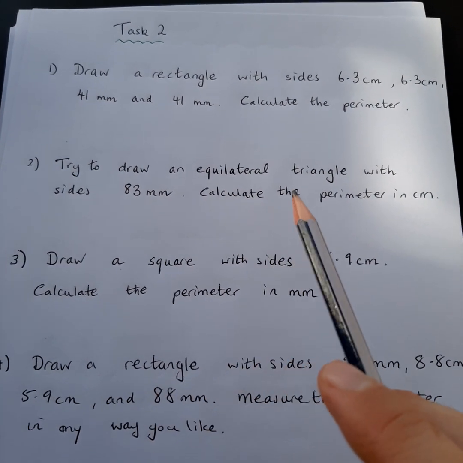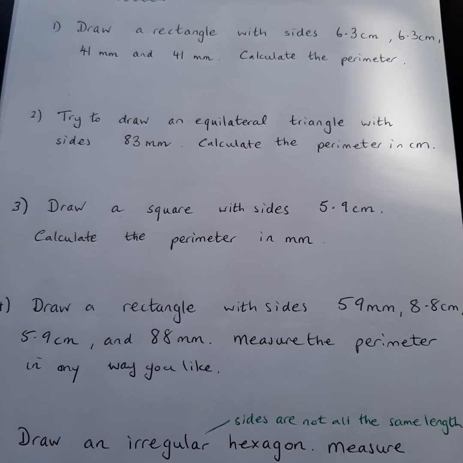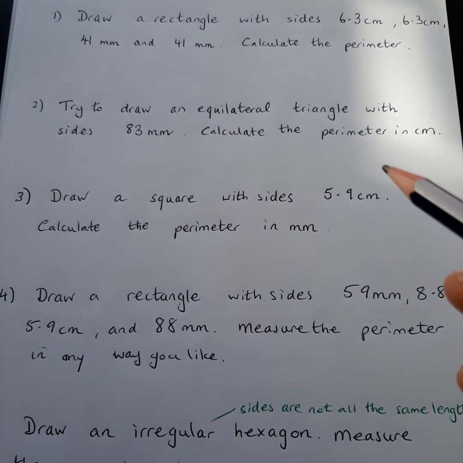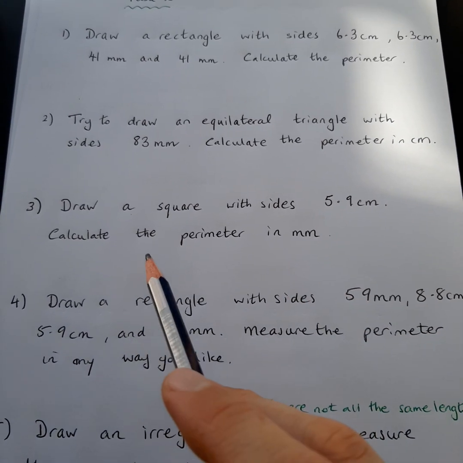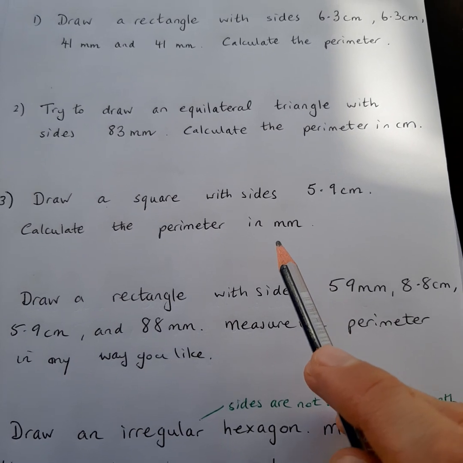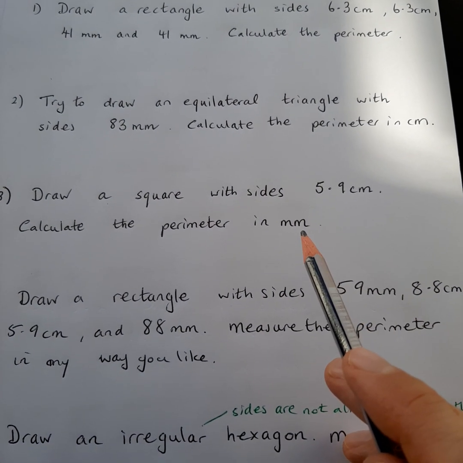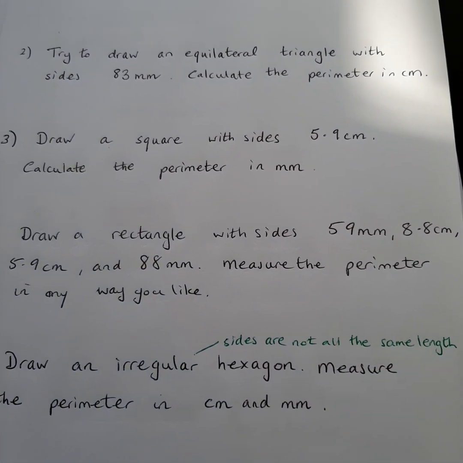Try to draw an equilateral triangle with sides 83 millimeters. Remember, we know an equilateral triangle is 3 equal sides, okay? And calculate the perimeter, so the outer edge. Draw a square, that's 4 equal sides with 5.9 centimeters, but look, it's saying calculate the perimeter in millimeters. So you're drawing it in centimeters, but give me the perimeter in millimeters, okay? And so on and so on.